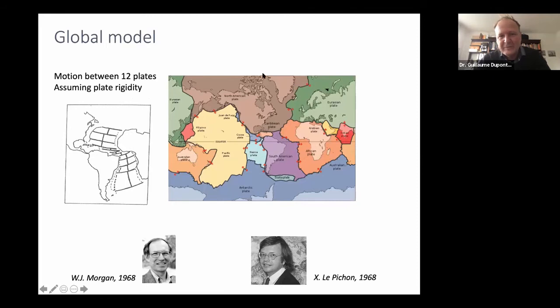they defined some plates, assuming that the plates do not deform. They are rigid plates, and then they applied these equations to all of the respective continents by retrofitting these marine magnetic anomalies. And this was done to create this global model that I'm going to show you.